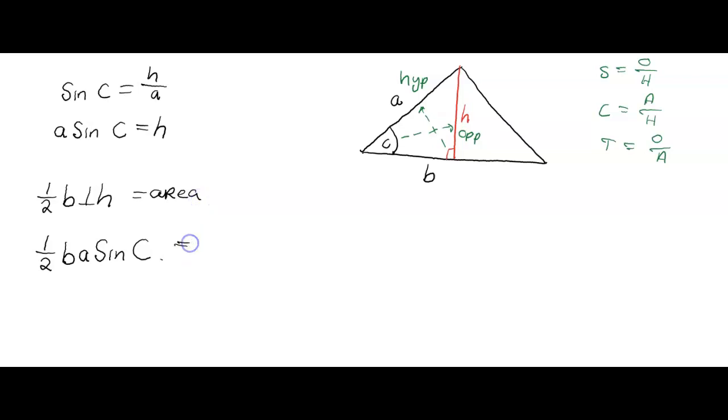So subbing in for our perpendicular height, and then if we rewrite it in alphabetical order, half AB sine C is equal to the area of the triangle, okay? So that's just for anyone who's interested in how the formula came about, where it came from. So now I'm going to have a look at question 5, okay?